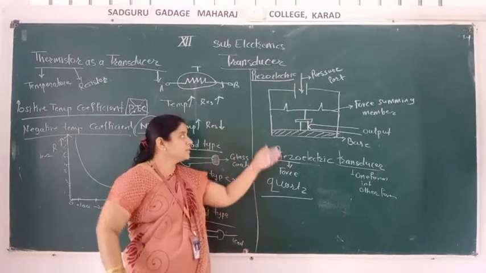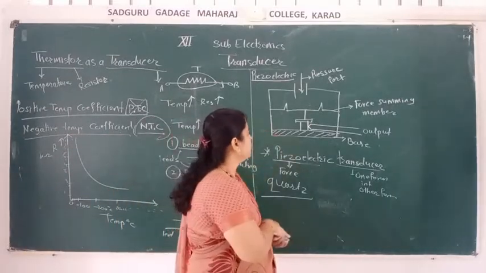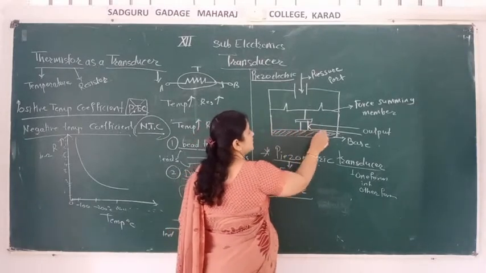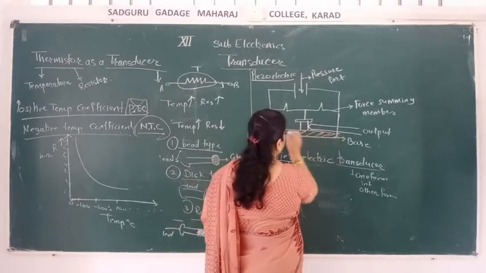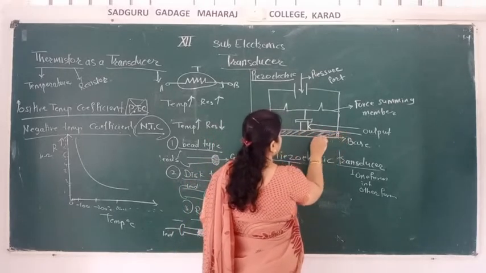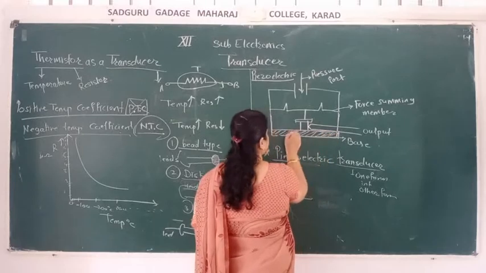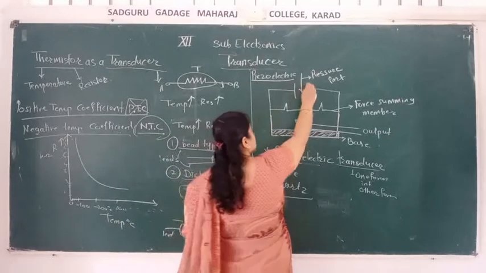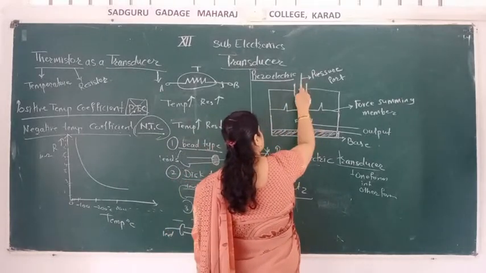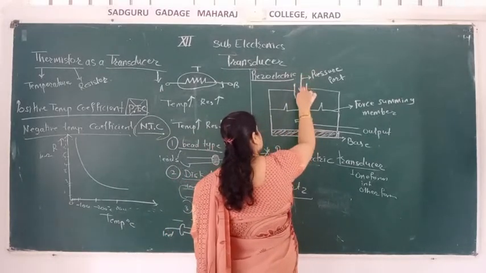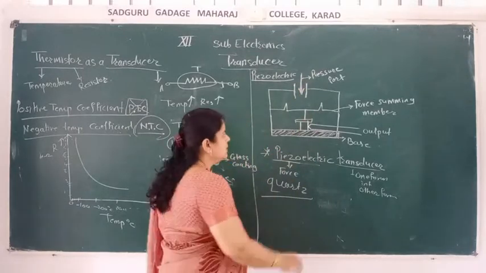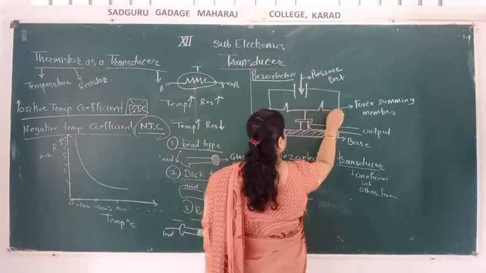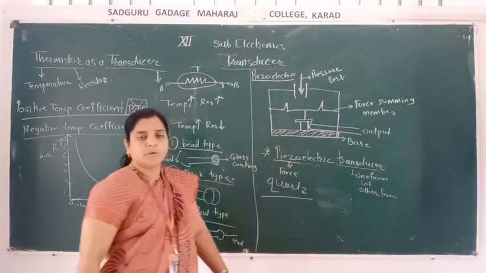First of all, this is the diagram of the piezoelectric transducer. In the diagram, first you see the base. Then what type of pressure is applied? Pressure is applied from this terminal. When pressure is applied in this direction, there is a force summing member. Force is there. What happens?